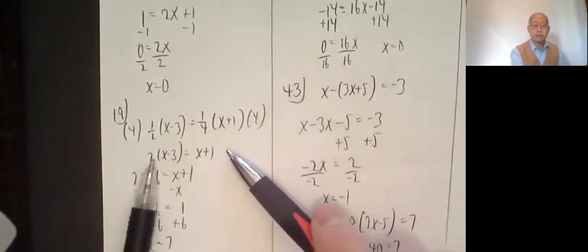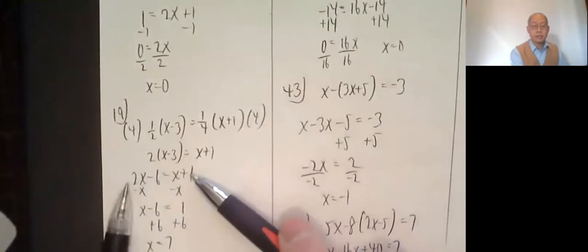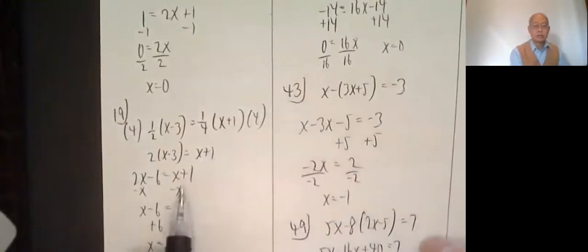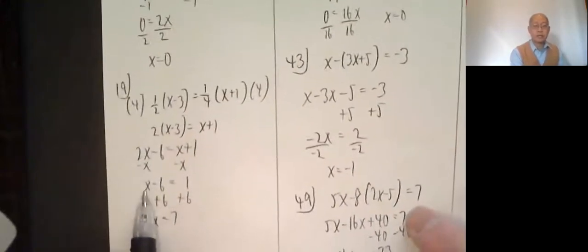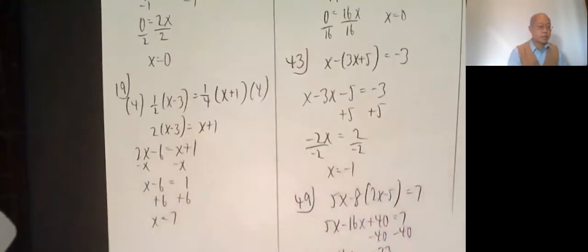Okay, then I'll distribute. 2x minus 6 equals x plus 1. You have x on both sides, so subtract x on both sides to get x all on the same side. So this cancels out. 2x minus x is x. x minus 6 equals 1. Add 6 to both sides. x is equal to 7.